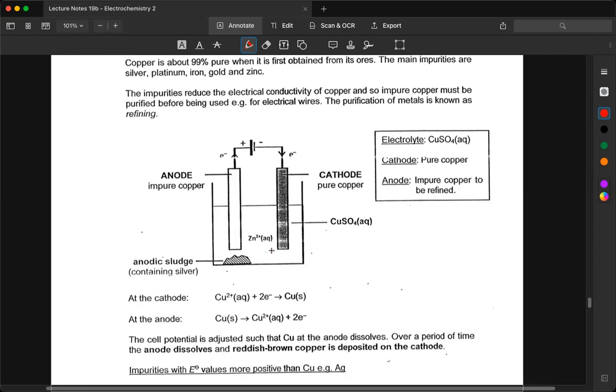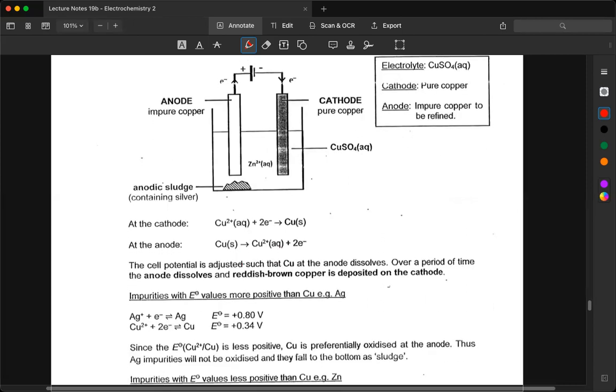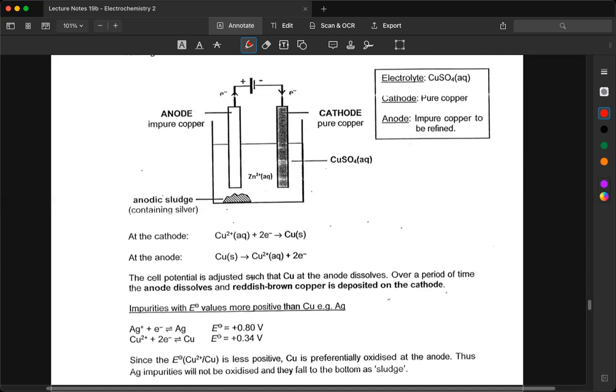So we have the electrolyte as the copper(II) sulfate solution. The cathode will be the pure copper, and the anode will be the impure copper to be refined. So we're going to transfer the pure copper from the anode somehow to the other side, to the cathode. The cell potential is adjusted such that the copper at the anode dissolves. So over a period of time, the anode dissolves and a reddish brown copper deposit forms on the cathode.